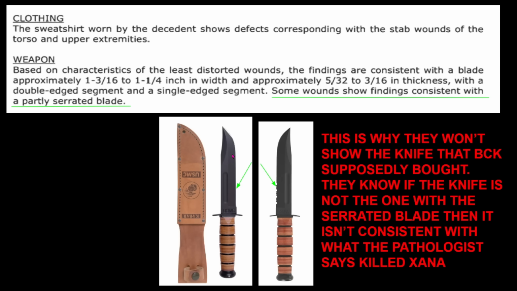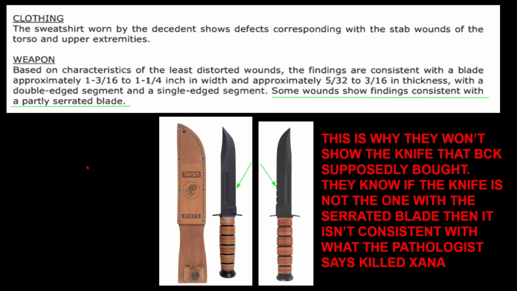And that's it. But one thing I will point out, that even in the autopsy notes by the pathologist, they admit that when you get into the weapon characteristics, the findings are consistent with a blade 1 3/16 to 1 1/4 inch in width and approximately 5/32 to 3/16 in thickness, with a double-edged segment and a single-edged segment. Some wounds show findings consistent with a partly serrated blade. So this is what's so important.